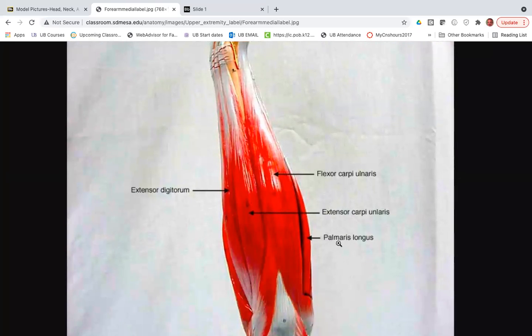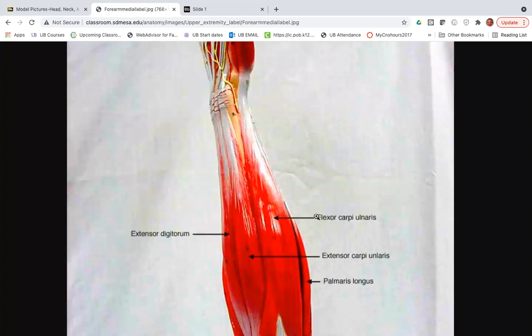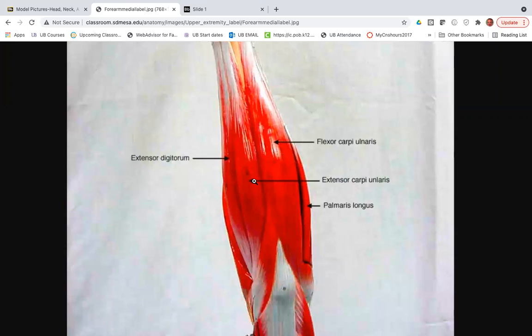Now, if I were to ask about the palmaris longus, I'm not going to give you this view. That would be very difficult. If I'm asking about the palmaris longus, it's really going to be looking at the forearm from the anterior. But I like this view for the FCU and the ECU to show the relationship of anterior and posterior muscles, agonist and antagonist. And again, medial epicondyle for flexors, lateral epicondyle for extensors.